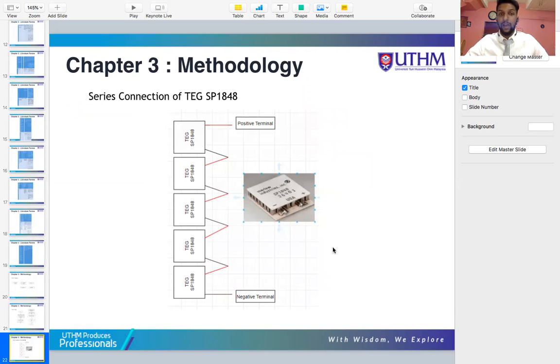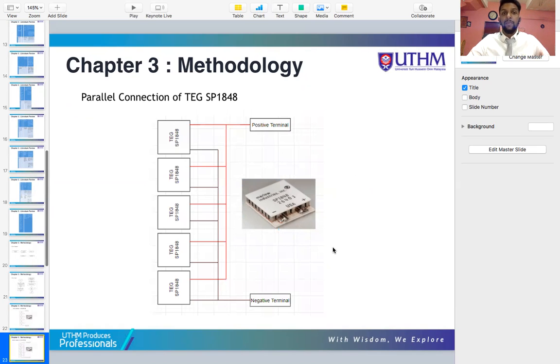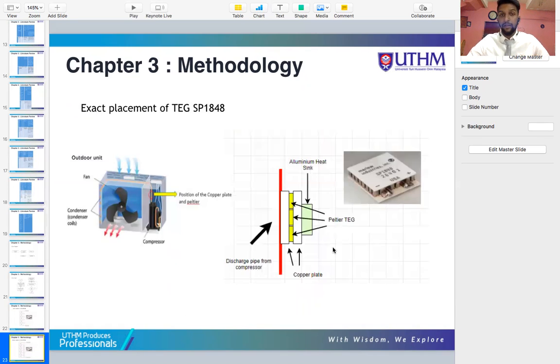Next will be my series connection of TEG. So this is how I have connected it. The negative terminal of one TEG is combined with the positive terminal of the second TEG. So this is how the connection looks for series, and this is how the connection looks for parallel, where all the positives will be combined together and all the negatives will be combined together.